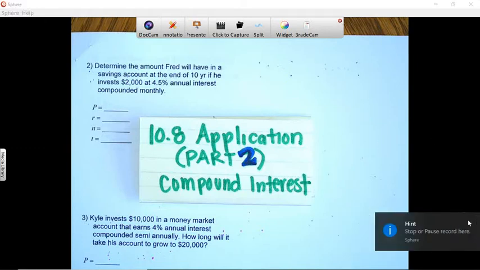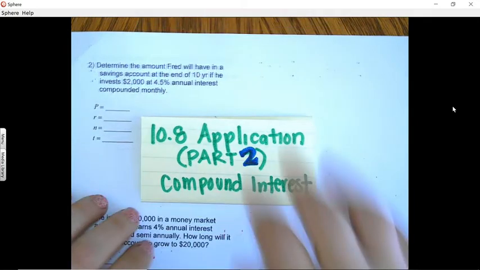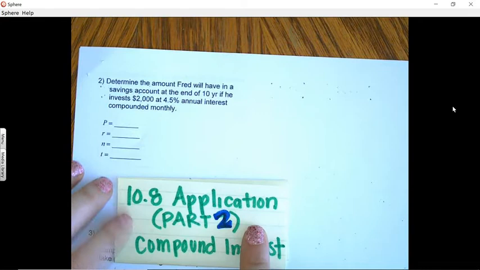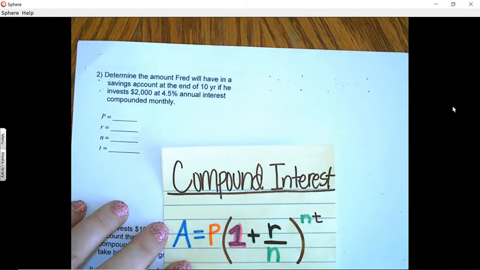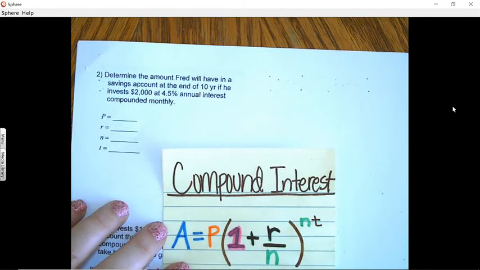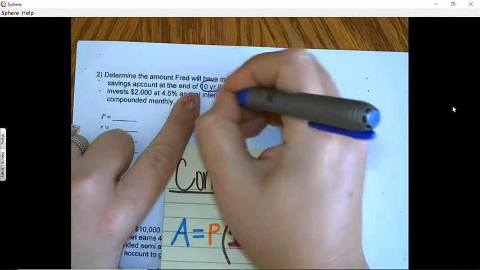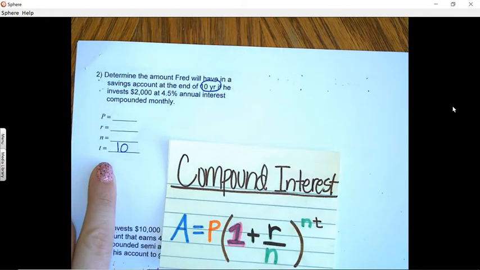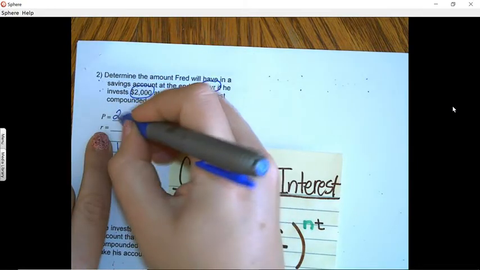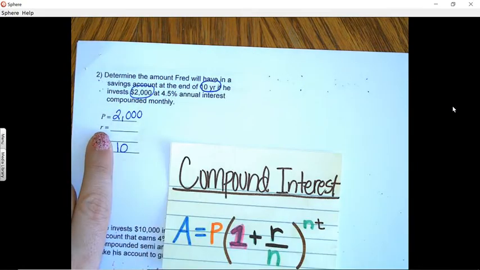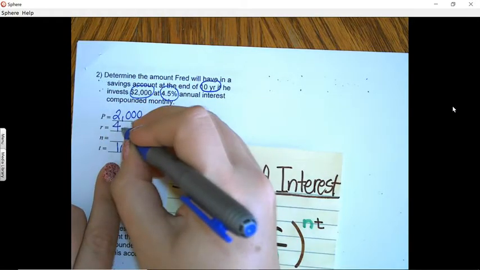Okay, so we're going to go ahead and continue with our topic on compound interest. So we're going to take a look at another example here. And here's our formula. It says determine the amount Fred will have in a savings account at the end of 10 years. So that's our time, 10. If he invests $2,000, so that's the principal, the amount Fred starts with, at 4.5%, so that's our rate.